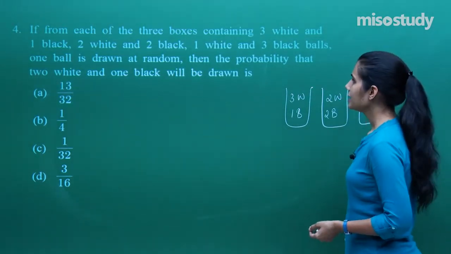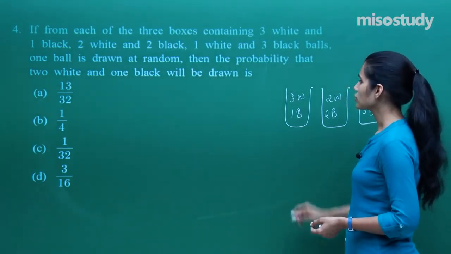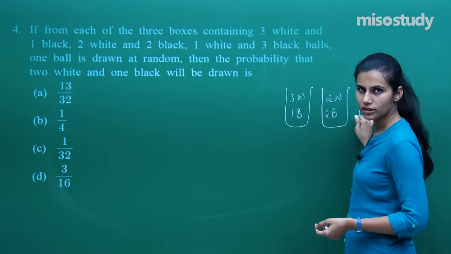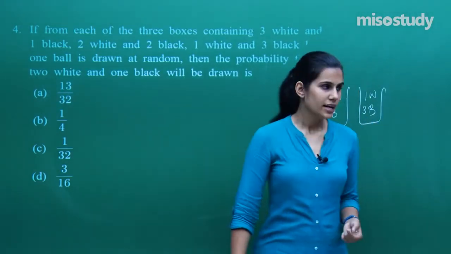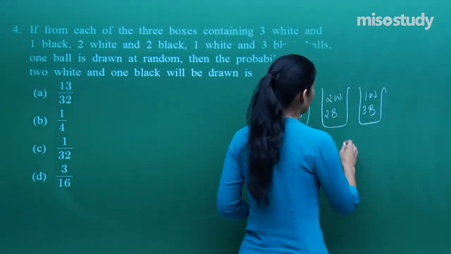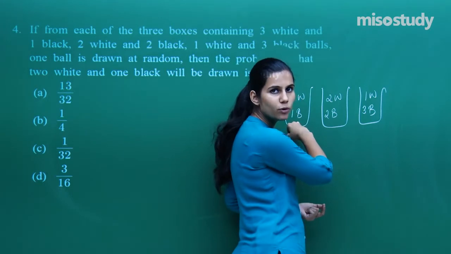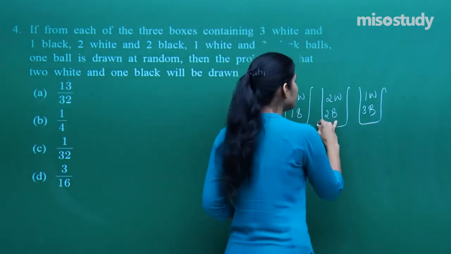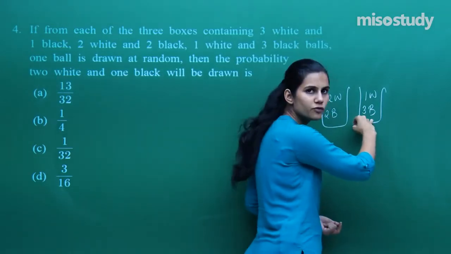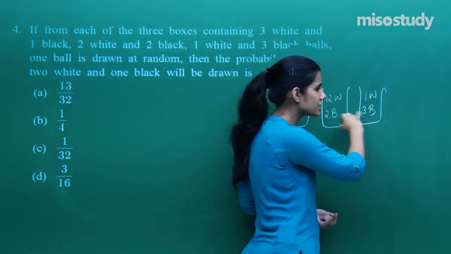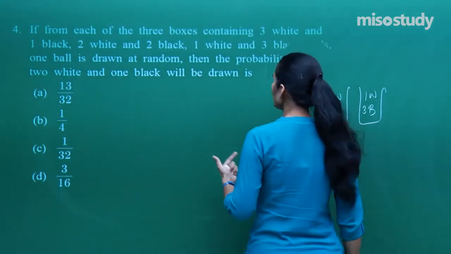One ball is drawn at random, then the probability that 2 white and 1 black will be drawn. So one ball is drawn at random from each box. What is the probability that 2 white and 1 black ball will be drawn? Now 2 white and 1 black ball. W1 is the event of withdrawing a white ball from the first box. W2 is the event of withdrawing a white ball from the second box. W3 is the event of drawing a white ball from the third box. Similarly for black balls I have B1, B2, B3.